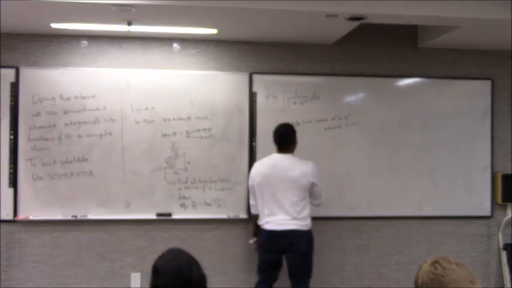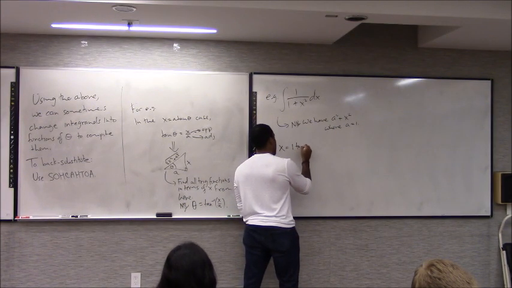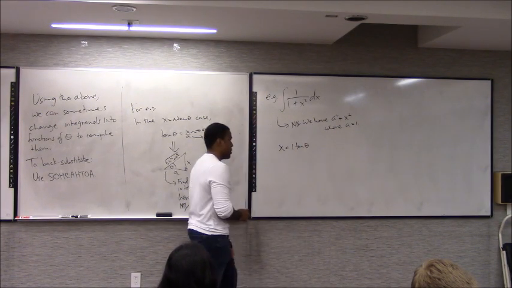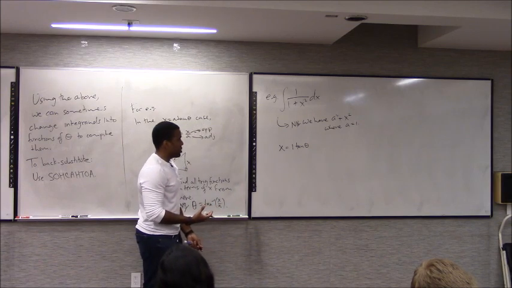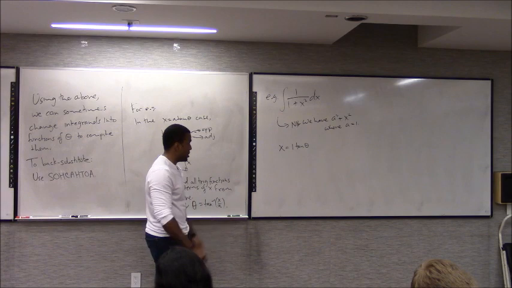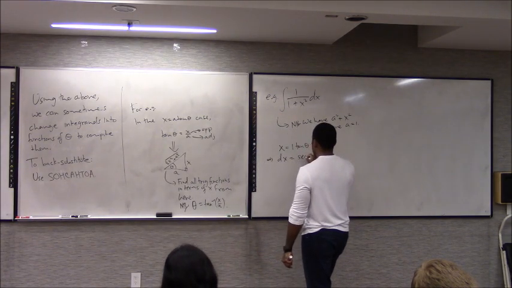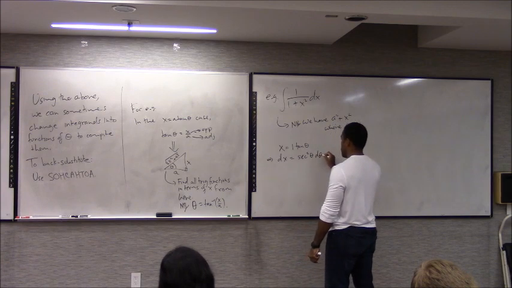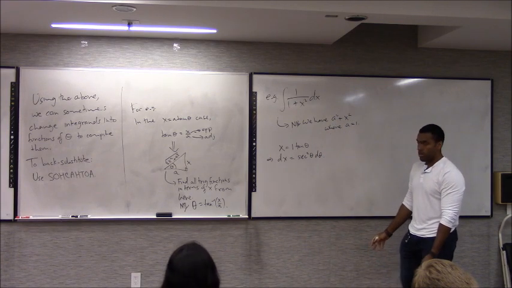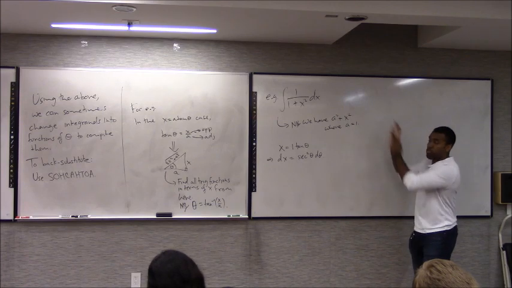Okay, so what I would do here is set x equal to 1 tangent theta. It's going to be like a regular substitution. So I'm going to have to find a dx, and I'm going to have to plug everything in. So now I'm going to differentiate. This is going to be dx equals secant squared theta d theta. Right?